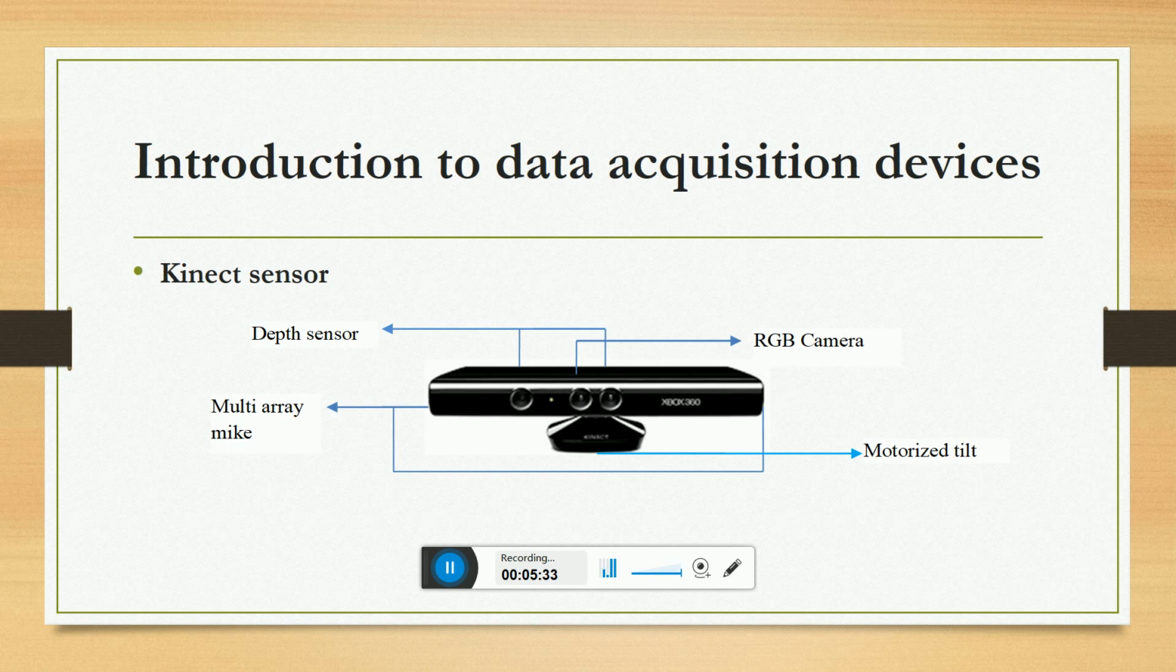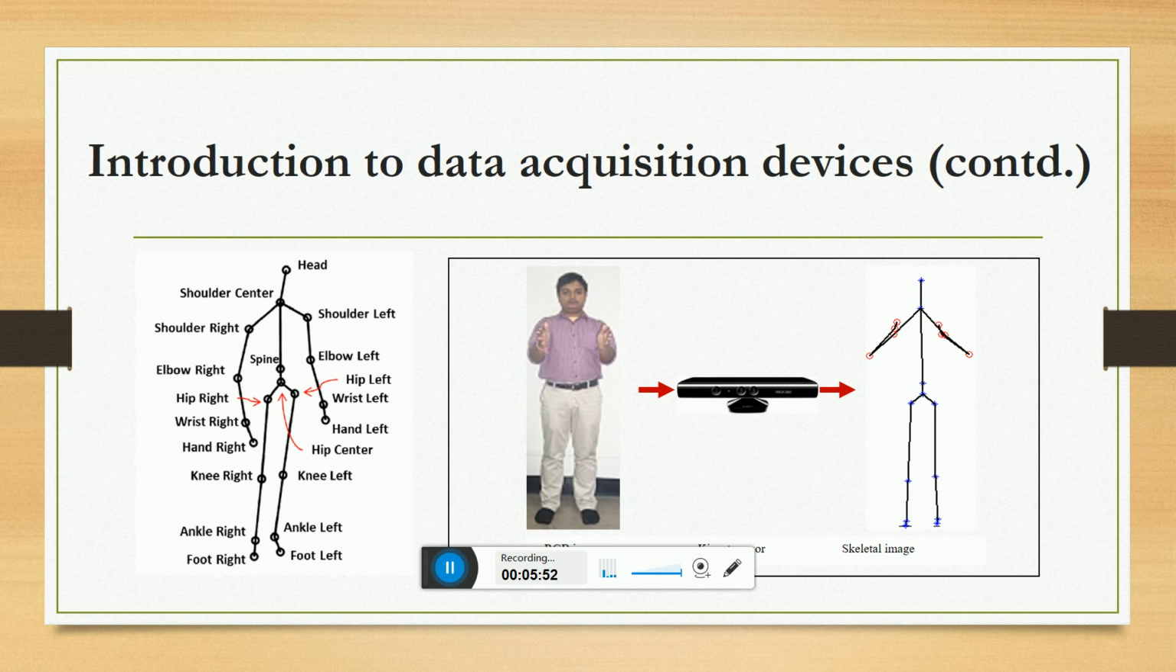The multi-array mic isolates the voice of the subject from the noise in the room. The motorized tilt enables us to tilt the sensor head up and down up to plus minus 27 degrees according to the need. The 20 body joints captured by the Xbox 360 Kinect sensor have been shown in the first figure, and the mapping of a human skeleton from a human body is shown in the next figure here.